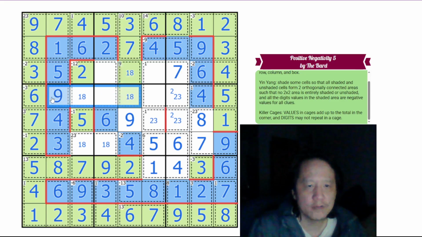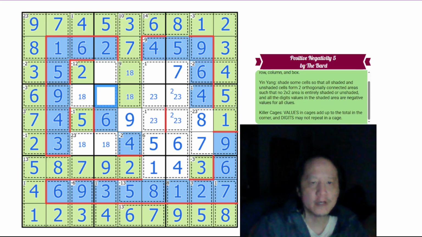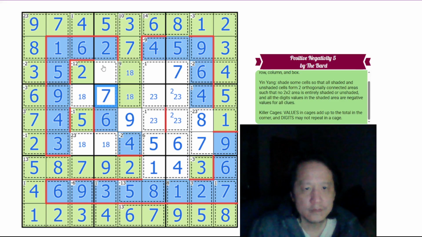We have a 1, 8, 1, 8 pair in row 4, which eliminates 1 and 8 in the rest of the row. That leaves the remaining digits as 2, 3, and 7. Well, this can't be 7 because of 7 in the box, so this is 2 and 3. That leaves this as a 7. This must be 1 and 8 because of the remaining digits in the column, and this must be 9.